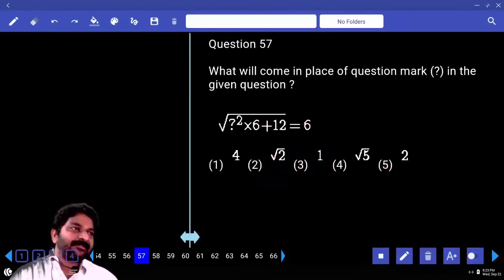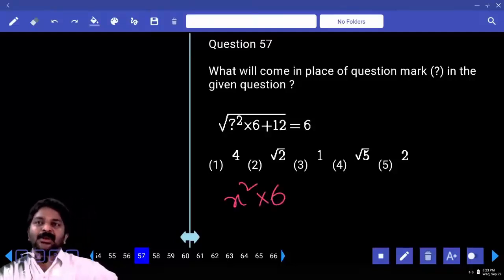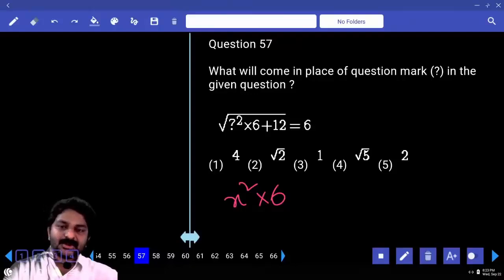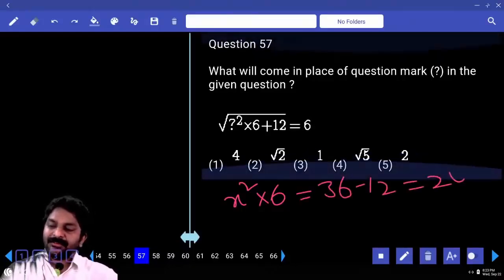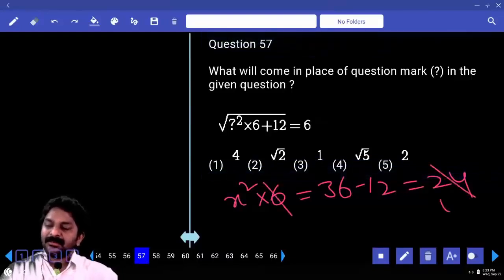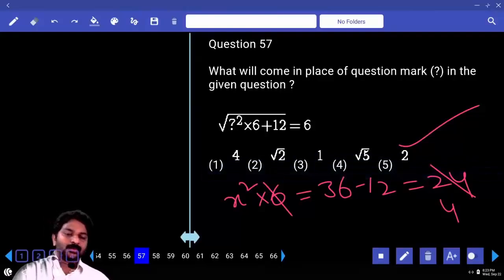Squaring on both sides, left hand side as well as right hand side. Come on. X square into 6 plus 12 is equal to 36. 12 goes to right hand side. 36 minus 12, which is equal to 24. 6 how many times? If x square is equal to 4, x is equal to 2.